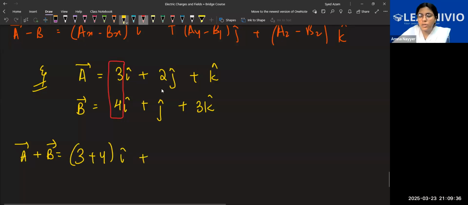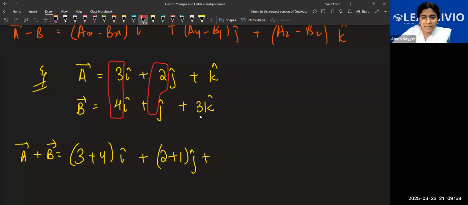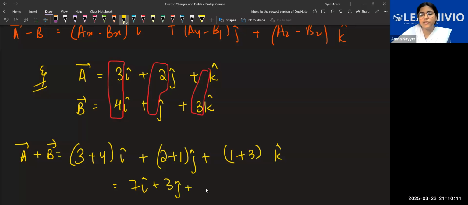Now, you tell me what's the coefficient of j cap here, Abyaz? 2 plus 1. Because j cap has nothing, it means the coefficient here is 1. So it will become 2 plus 1 j cap plus. And tell me from the last part. 1 plus 3 k cap. Exactly. So this will be 1 plus 3 whole k cap. So we'll get the answer. This will become 7 i cap plus 3 j cap plus 4 k cap, like this.